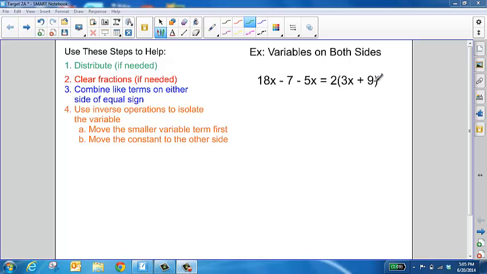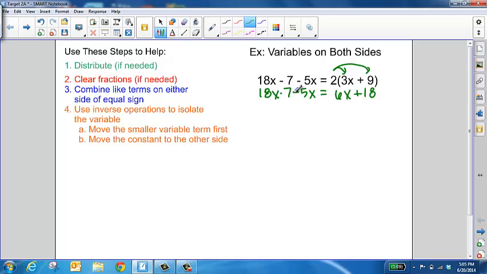the 2 being multiplied by the expression 3x plus 9. So we're going to distribute that 2 in by multiplying the 2 by the 3x and by that 9. So that's going to give us 6x plus 18 on the right hand side. Just going to drop down what we have on the left.